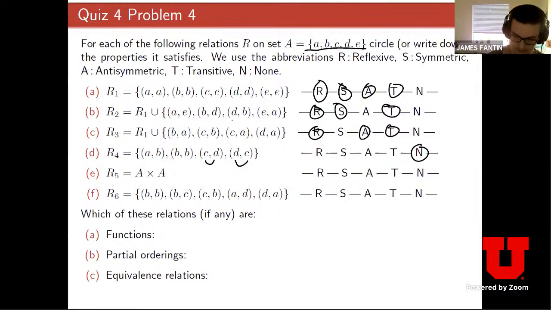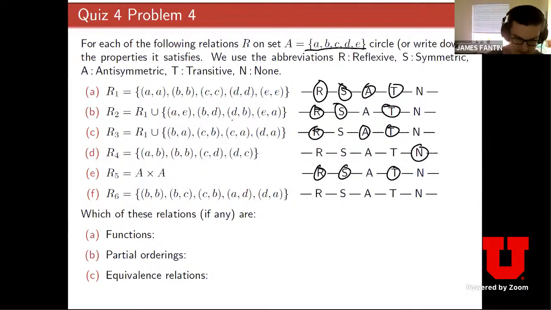R5 is A cross A. That will be reflexive because it will have all of the pairs in the cross product. It'll be symmetric because of that, and it'll also be transitive because it will contain all such pairings.